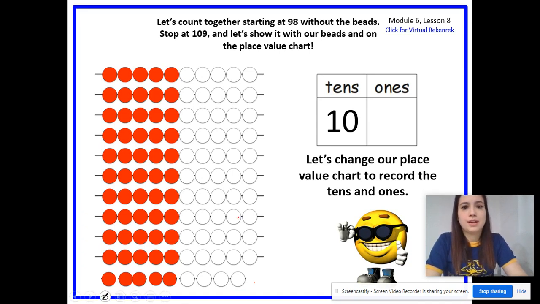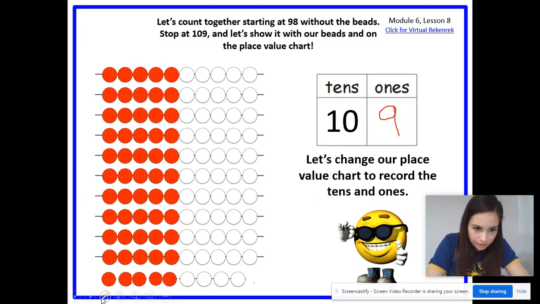So 109 is how many tens, boys and girls? Get ready. Yeah, 10 tens, what we have right here. But how many ones do we have now, boys and girls? Get ready. Yes, 9 ones. 10 tens and 9 ones is the same as what number, boys and girls? Get ready. 109. Very good. Let's continue. Ready? So let me just erase this so we won't get confused.